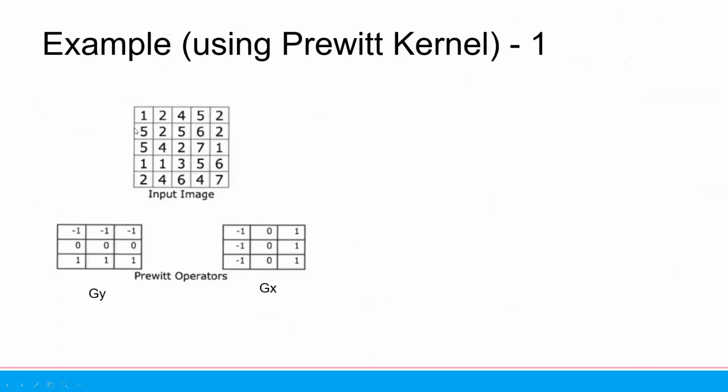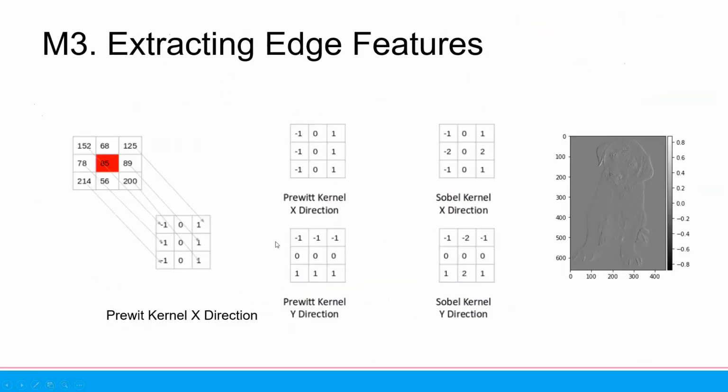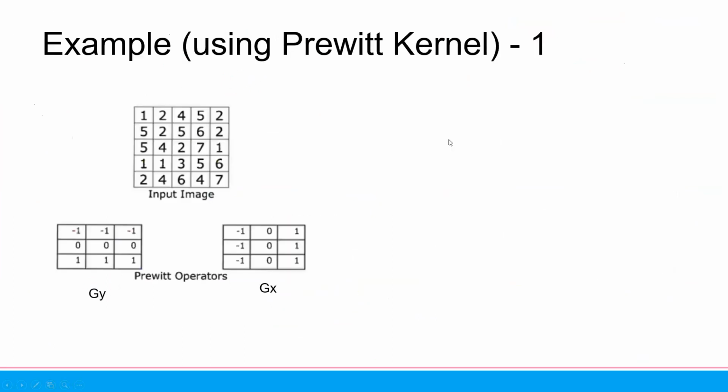So how can we use the Prewitt kernel? Let's suppose I have this matrix here, and this is the input matrix. It is a 5 multiplied by 5 matrix. I want to use the Prewitt operators of the Y direction and of the X direction. Gy and Gx are the Prewitt kernel Y direction and the Prewitt kernel X direction. We have Gy and Gx, so we need to calculate.